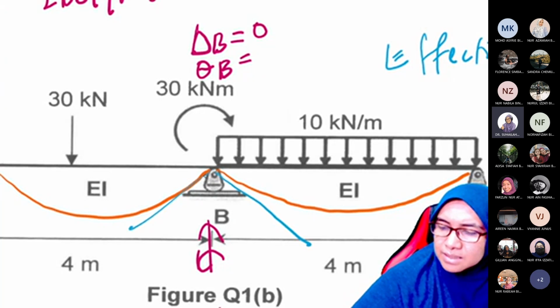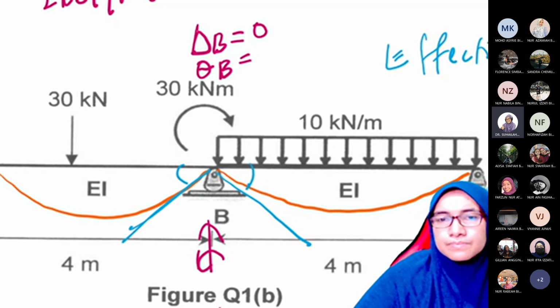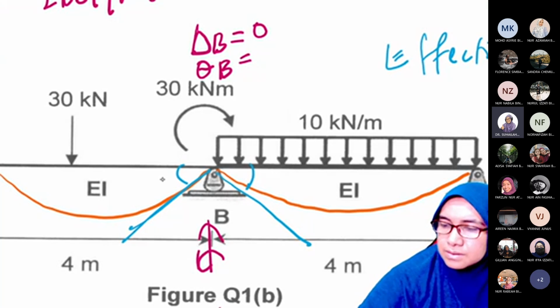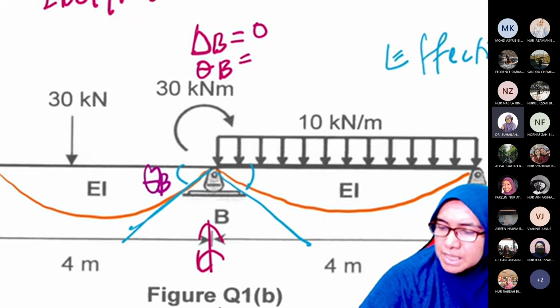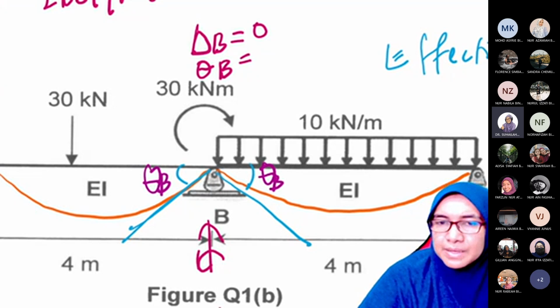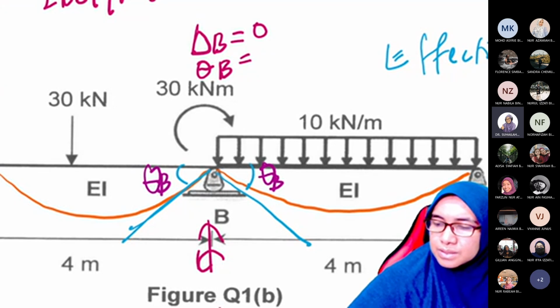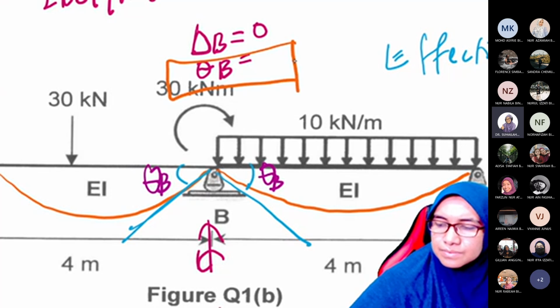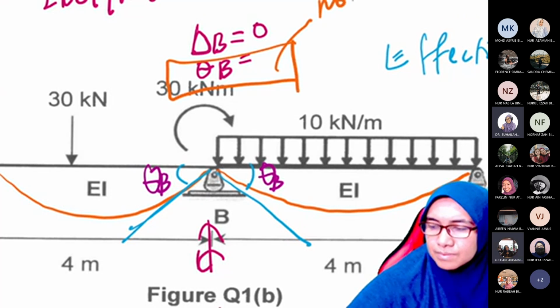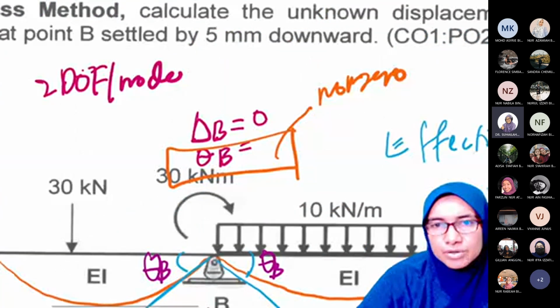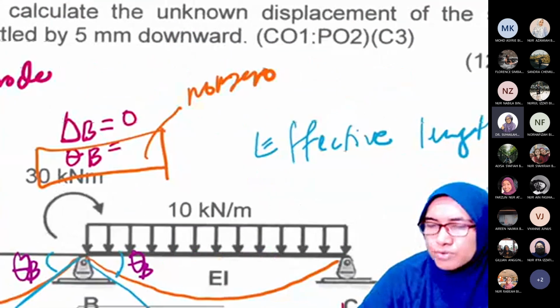Pernah belajar tak lukis tangent line ni? This is theta B. Theta B, 0 or non-zero? Non-zero. Okay, move to C.